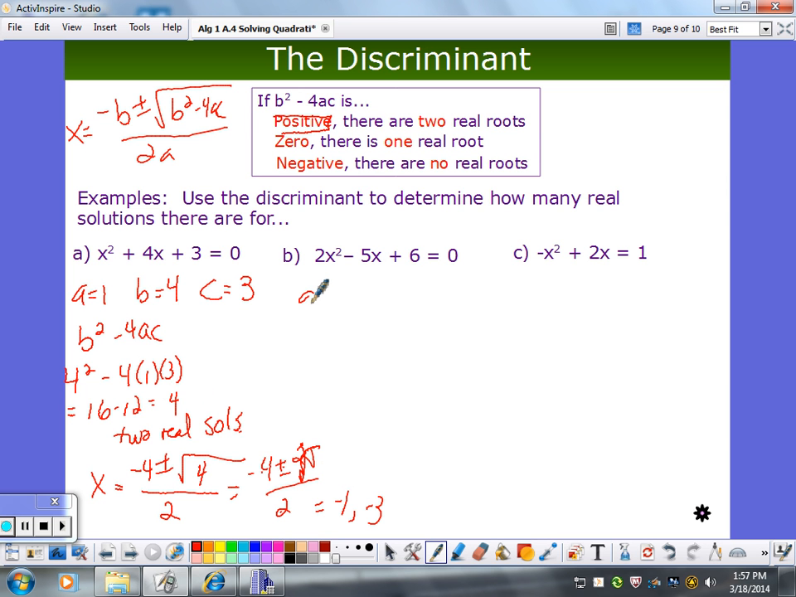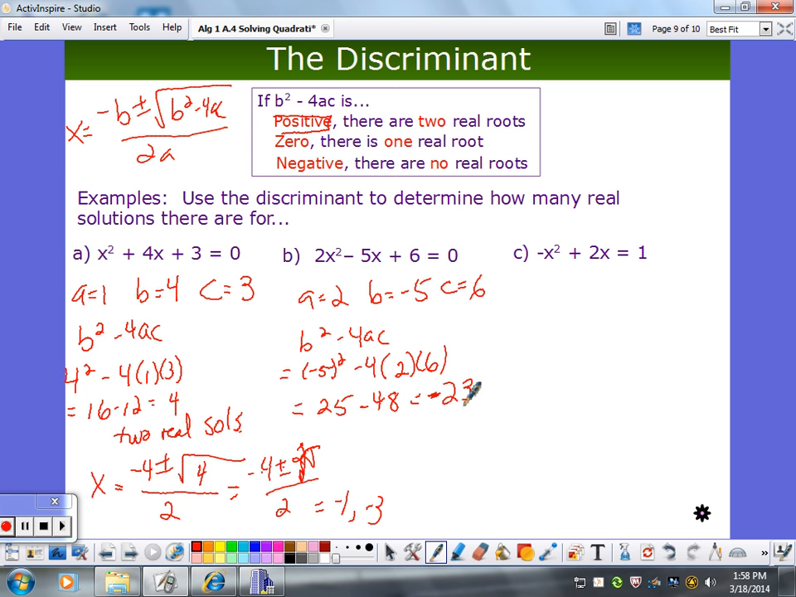This one: A equals 2, B equals negative 5, and C equals 6. B squared minus 4AC equals negative 5 squared minus 4 times 2 times 6. 25 minus, 4 times 2 is 8, times 6 is 48. I want to say negative 23. The discriminant is negative. What are you trying to tell me? No real solutions to this. If I were to use the quadratic formula, you get a negative under a radical. Doesn't work in a real number system.